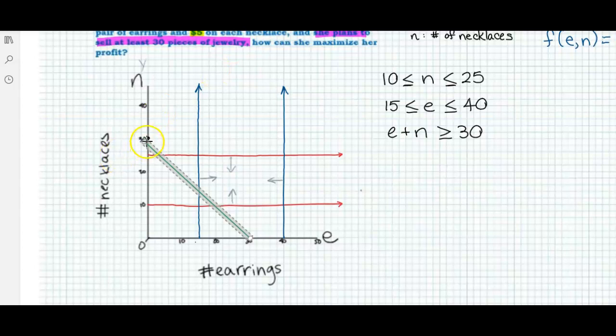Again, it's greater than this green line. So where would the numbers be greater than? It would be above this green line, not this tiny triangle, but above this line. So my feasible region ends up being right here. It's kind of like the box with a little corner chopped off. And this is my entire feasible region.